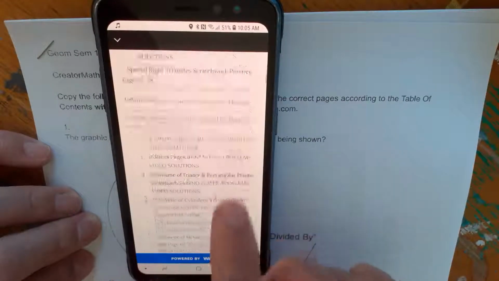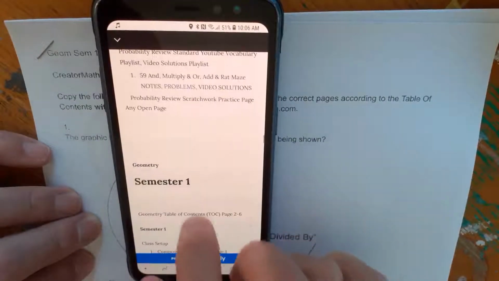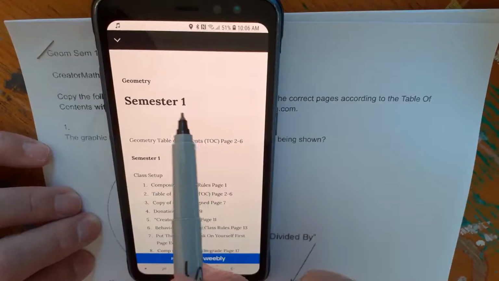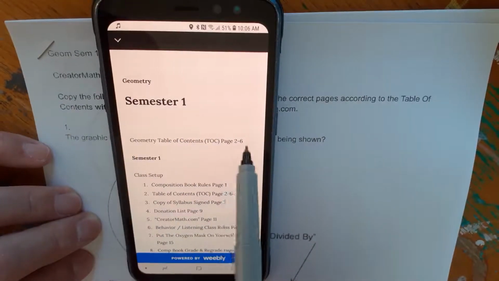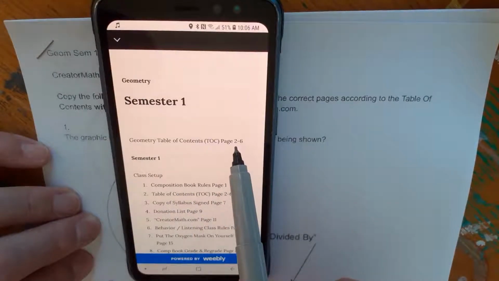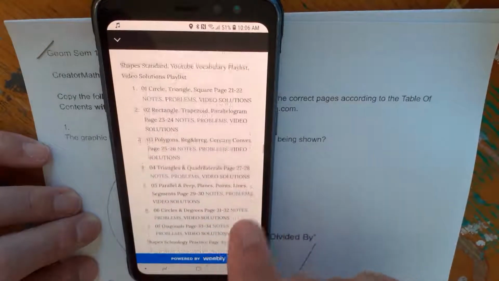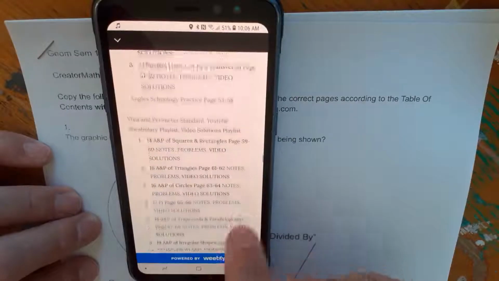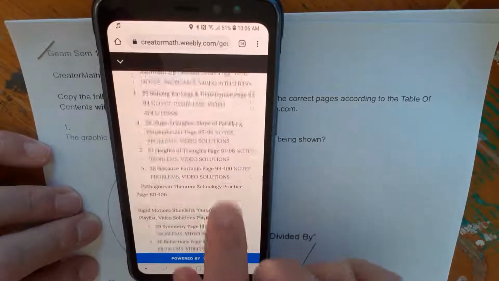Let's find the correct semester here. Just pay attention to that up front. So for this particular lesson, it's in semester 1. This is the geometry table of contents. You should have copied this entire table of contents into your comp book on pages 2 through 6 a long time ago. If you haven't done that yet, stop what you're doing and copy it in. Make sure you're copying the correct semester into that comp book for whichever semester you're in right now.